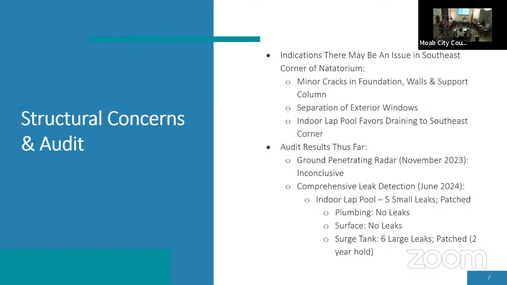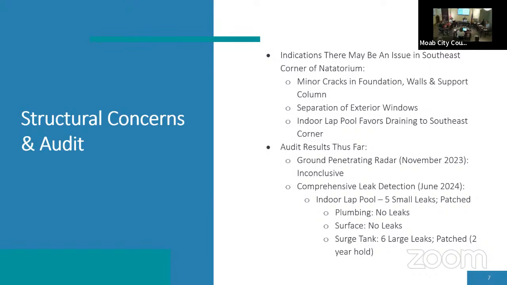When the pool closed in November of last year because there was glass in the pool, that was a last minute, unexpected closure. We were able to get ground penetrating radar into the pool at that time, but that proved inconclusive. Then in June of this year, we were able to get a comprehensive leak detection audit completed, and I'll go through those results real quick.